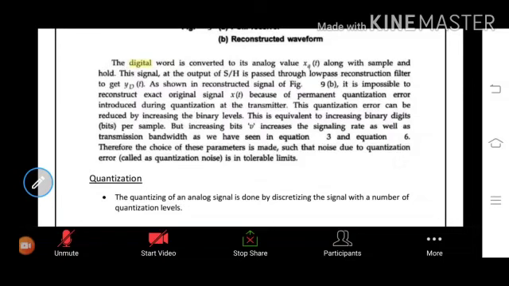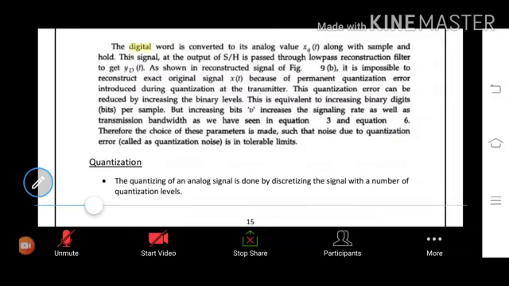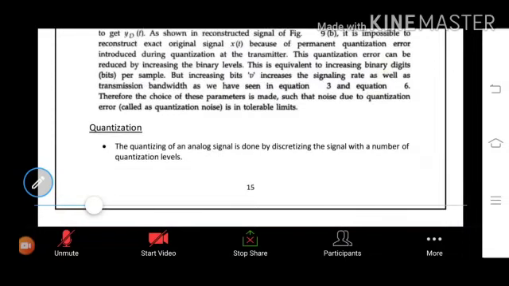So here the digital word is converted to the analog value xq of t along with the sample and hold. The output of the sample and hold passes through the low pass reconstruction filter to get the output of the system. And one more most important point is that it is equivalent to increasing the binary digit numbers for every sample.